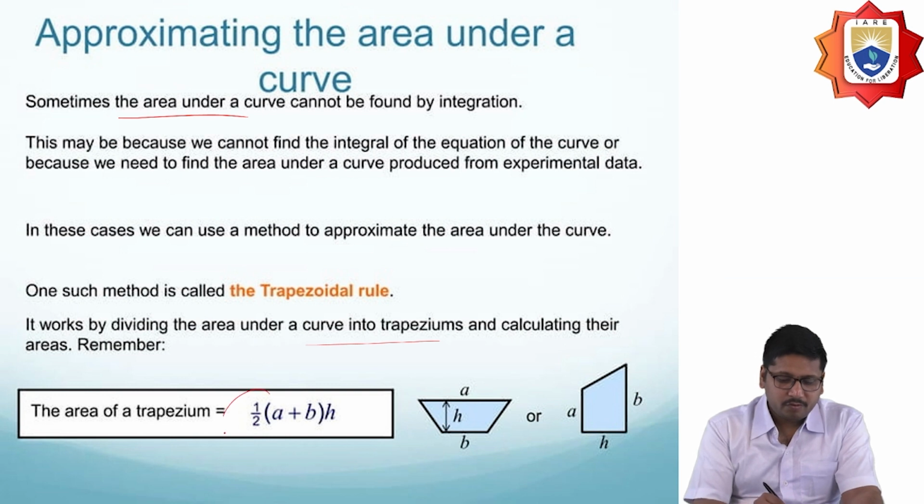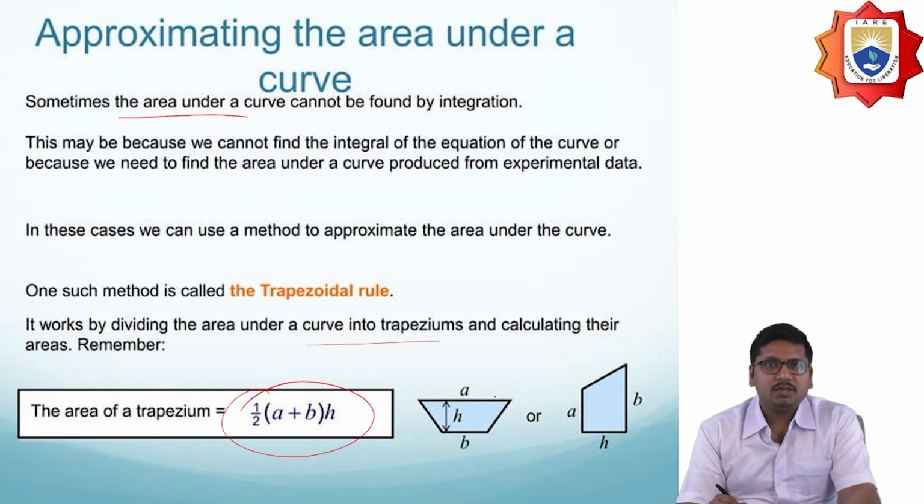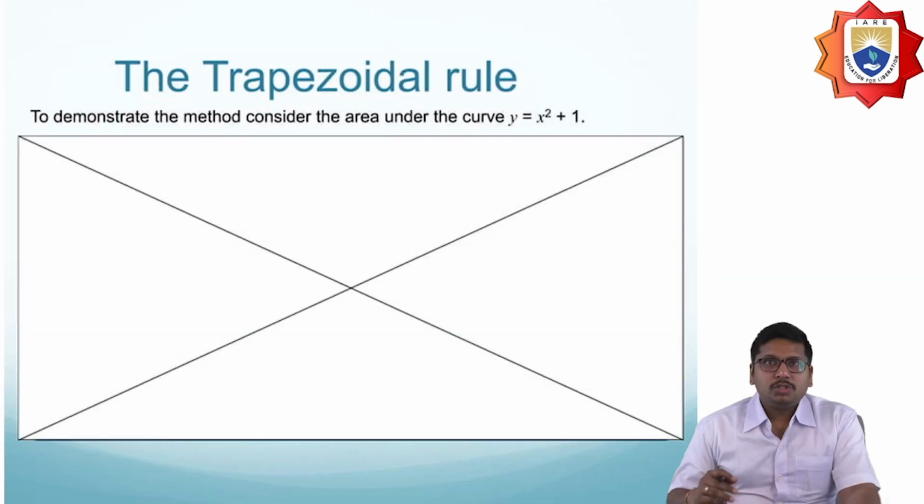Normally the area of a trapezium is given by the equation half into a plus b, times h. So if we take a representation like this, this is a and this is b, half of that, and the height is considered. Similarly, if I consider this, this should be a and b, and the height should be considered as h.